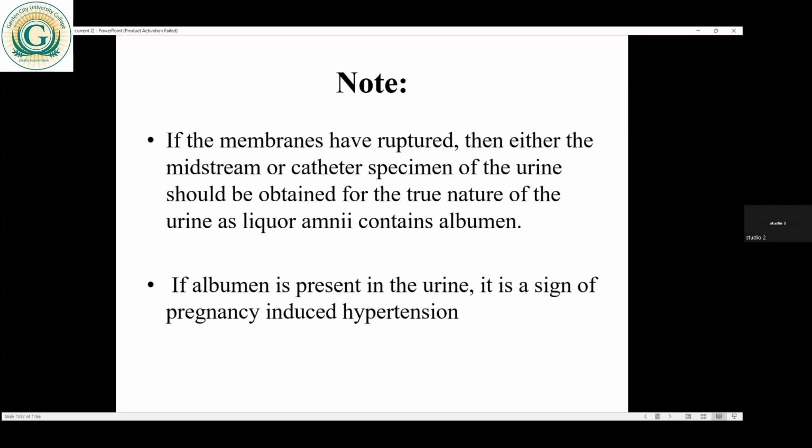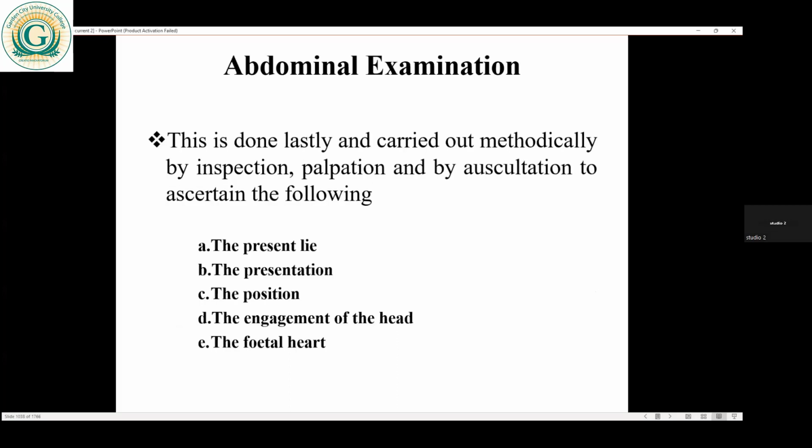If the membranes are ruptured, then either a midstream or catheter specimen of the urine should be obtained for the true nature of the urine, as the liquor contains albumin. If albumin is present in the urine, it is a sign of pregnancy-induced hypertension. So you act, or the labor ward staff will act. Then you are supposed to know this.